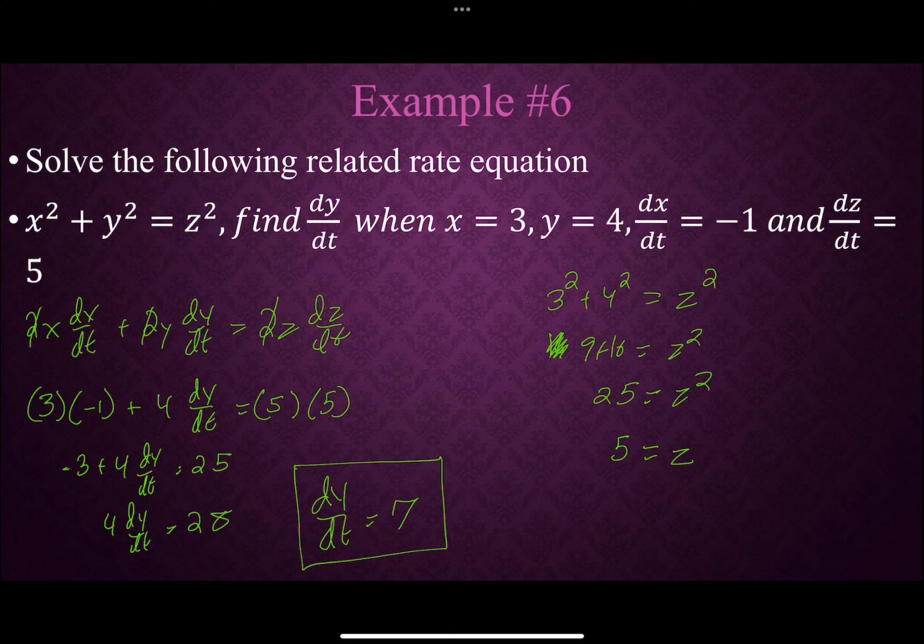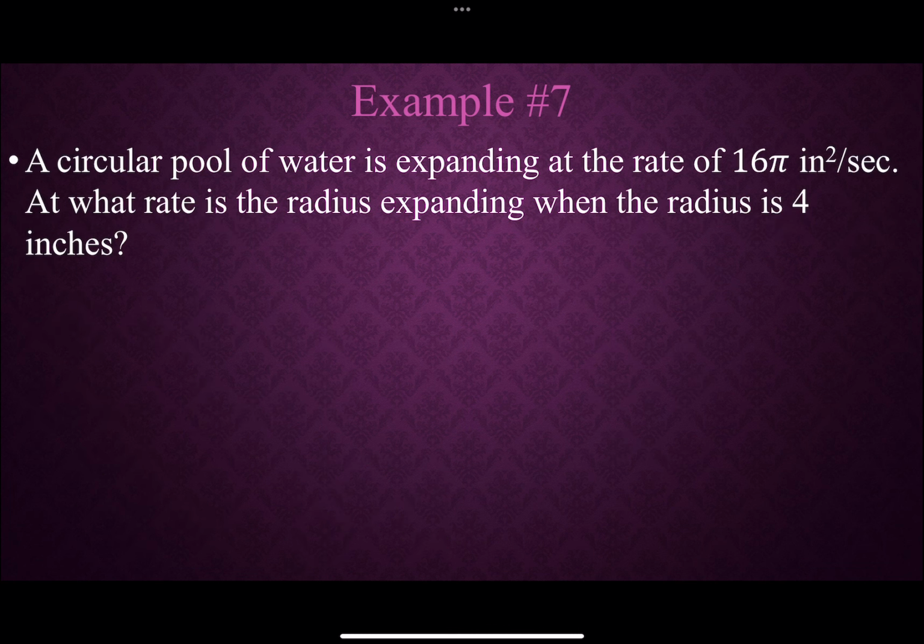All right, so that's how we're solving these different related rate questions. So now let's set up our own related rate question. They give us here a circular pool of water that is expanding at a rate of 16 pi inches squared per second. At what rate is the radius expanding when the radius is 4 inches? So we can see based off that information, they're talking about an area because the area is expanding. We have to see the inches squared. So we know A equals pi r squared is our main formula.